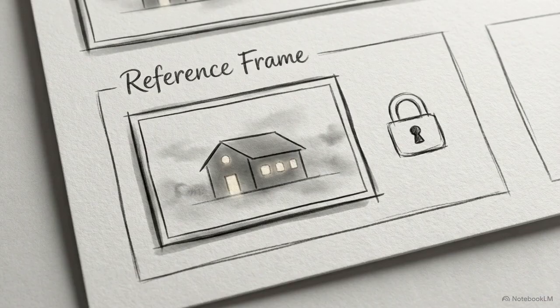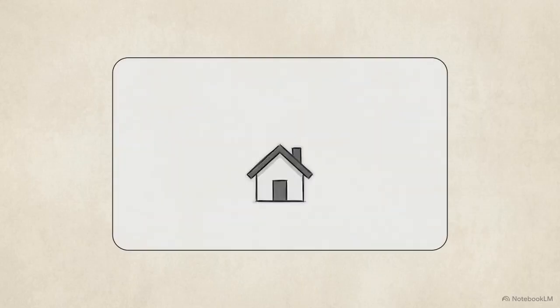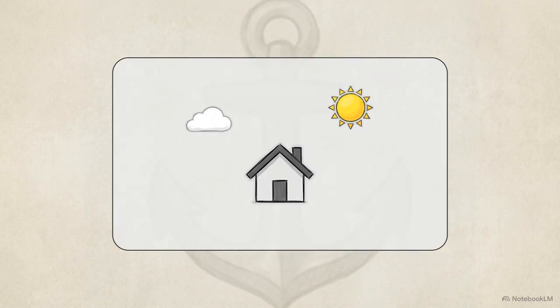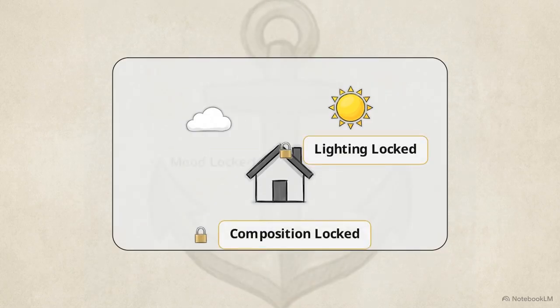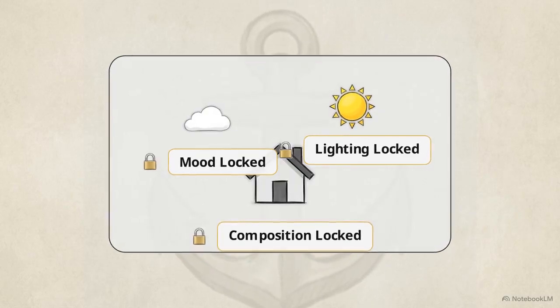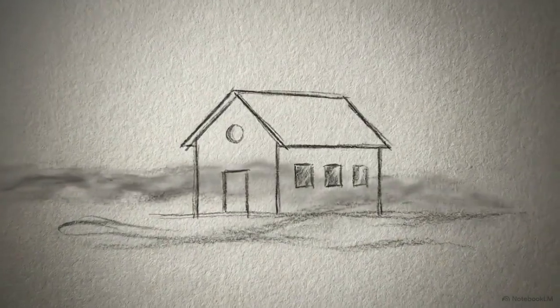We avoid that by using a technique called visual grounding. By uploading our specific static image as the starting point, we restrict the AI, forcing it to maintain our exact lighting, composition, and mood. Next, we move into the generation phase.